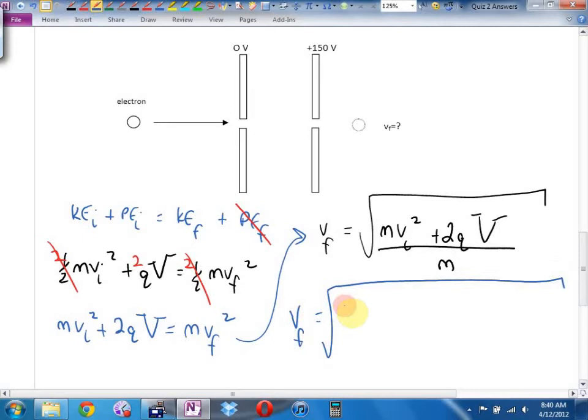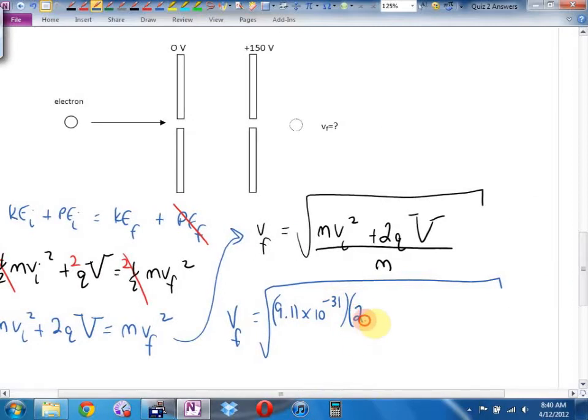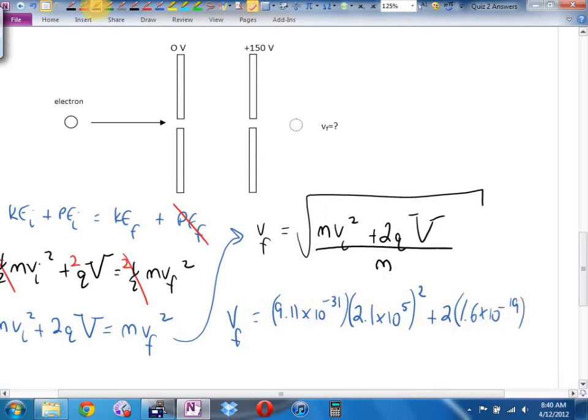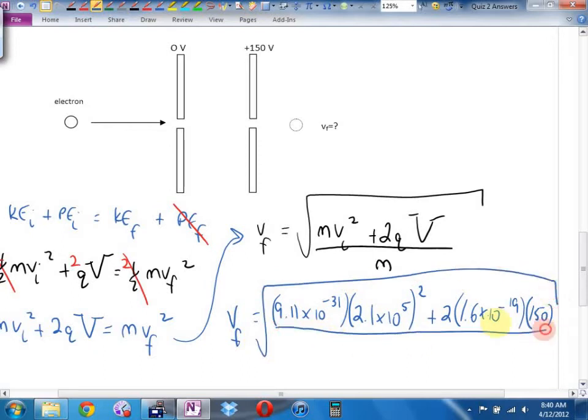Mitchell, what did you put in for the mass? Oh, you're so clever. And what was the initial velocity, Mitchell? I've scrolled down. Squared plus 2 times 1.6 times 10 to the negative 19. Need to extend my square root, don't I? Times, what's the voltage, 150? Big square root, all over 9.11 times 10 to the negative 31.